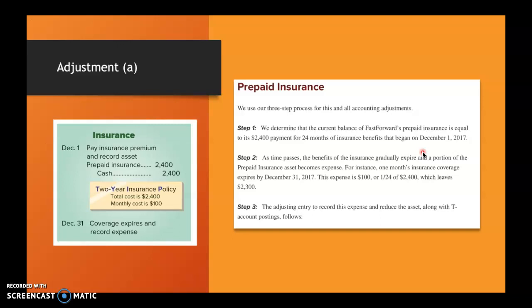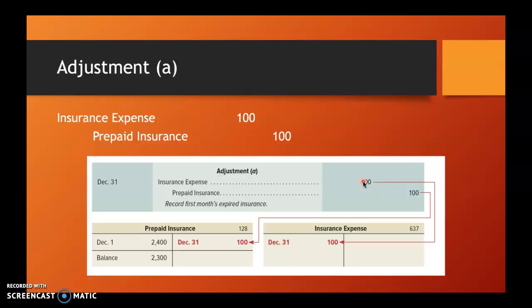In order to record the expense at the end of 2017, and remember we've only exhausted 1 month of the insurance policy, so that would be $100, the journal entry is going to be debit insurance expense for $100 and credit prepaid insurance for $100.